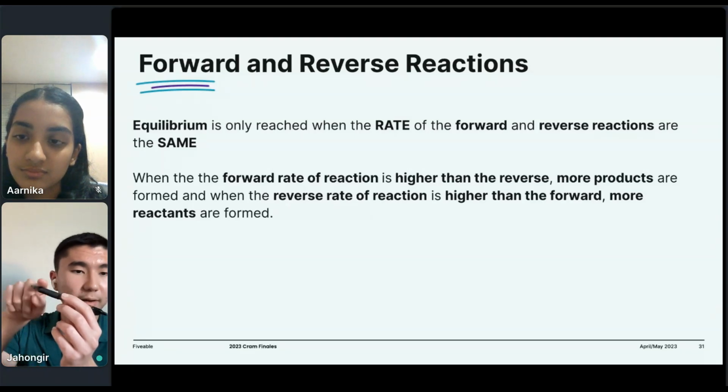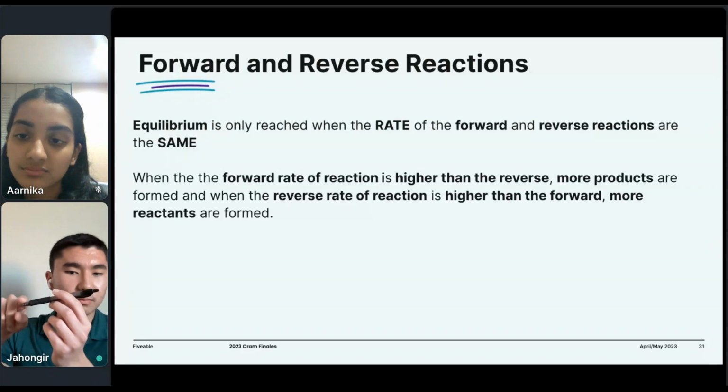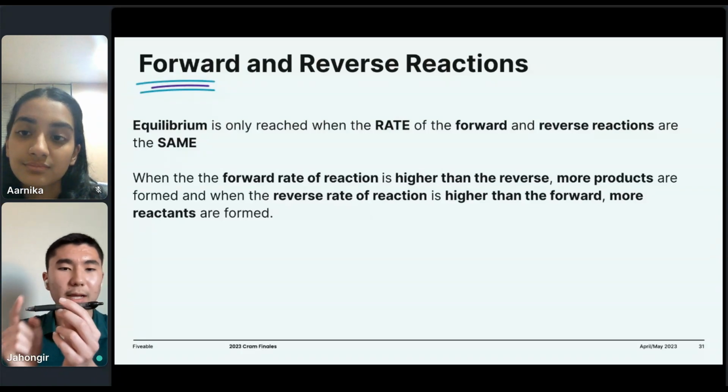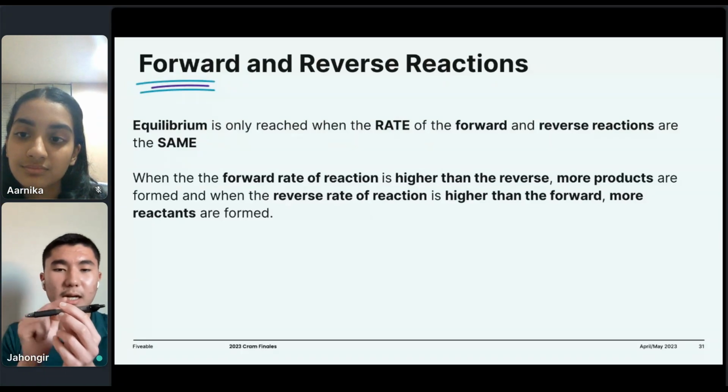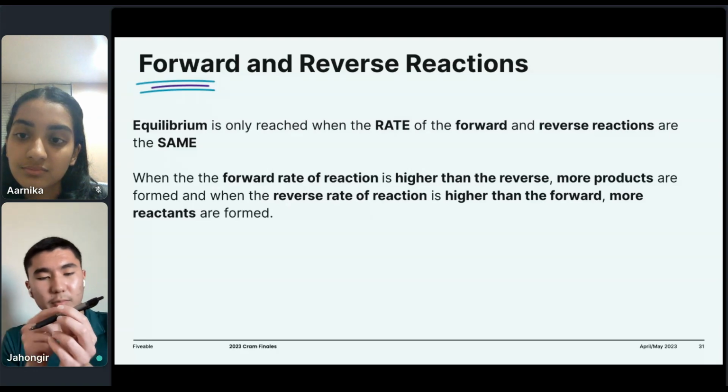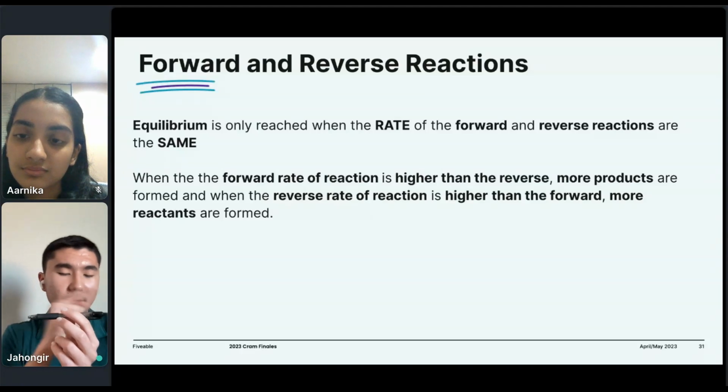We have more reactants. So to balance that out, our system creates more products. And when we have a reverse reaction rate that is higher than the forward, more reactants are produced. So when we're basically over here, more reactants are produced because we're going from a reverse rate of reaction. So we're making more reactants.